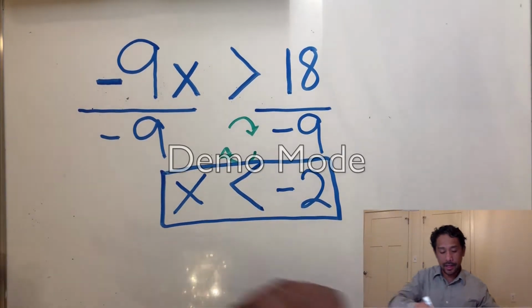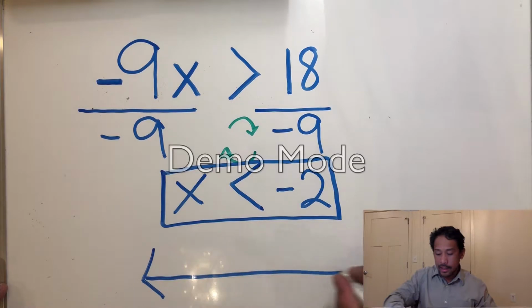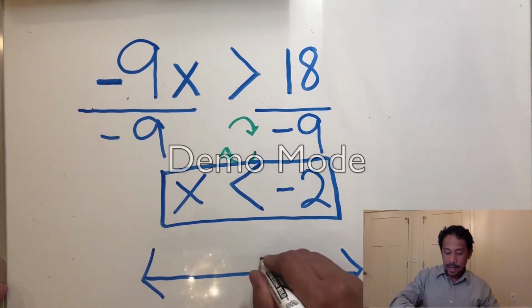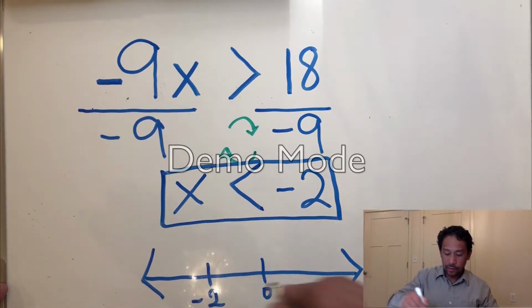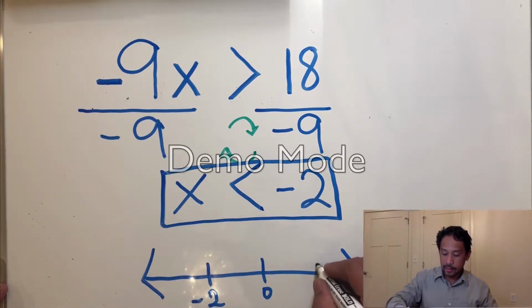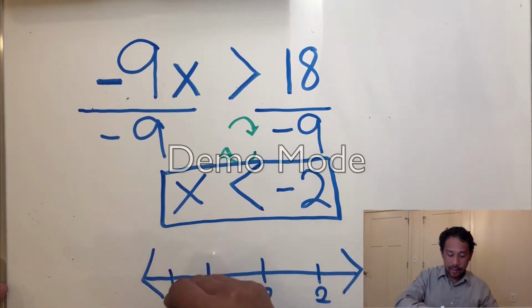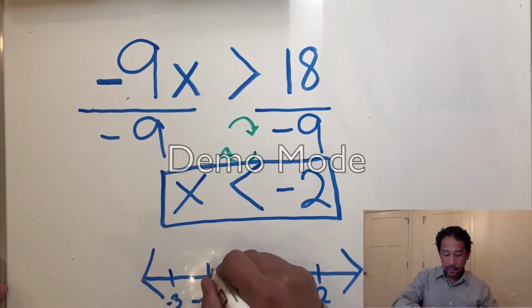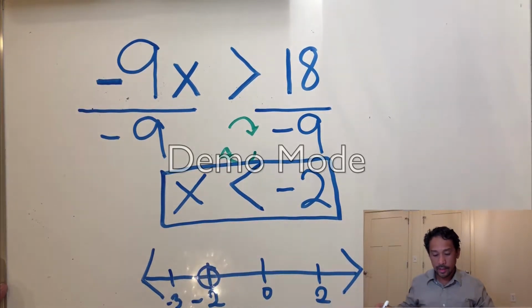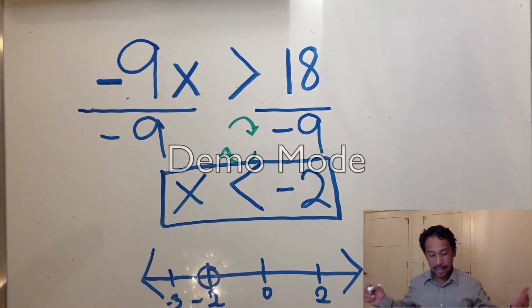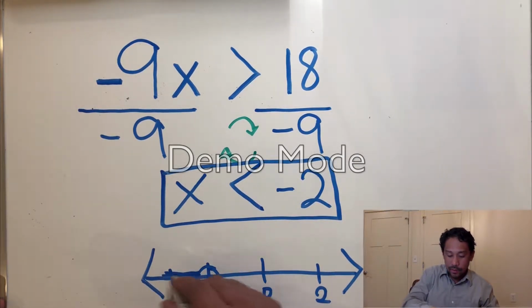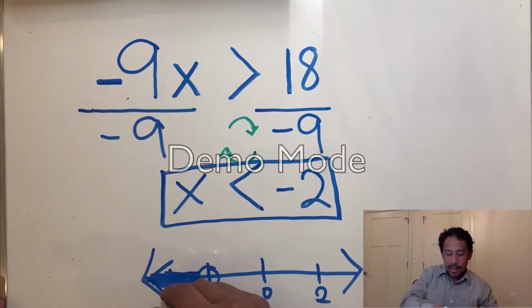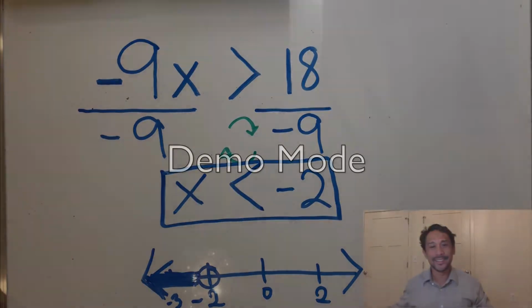How do I graph this? Very simple. If I have a number line here, I have 0 here, I have negative 2 here, and positive 2 here, negative 3 here. I will encircle this because this is a less than negative 2, and I will put the line over here because x is less than negative 2.